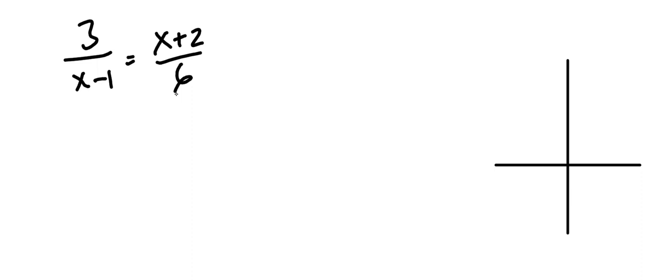Now, let's get into some other topics. Let's go over rational equations. So 3 over x minus 1 is equal to x plus 2 over 6. So let's cross multiply.